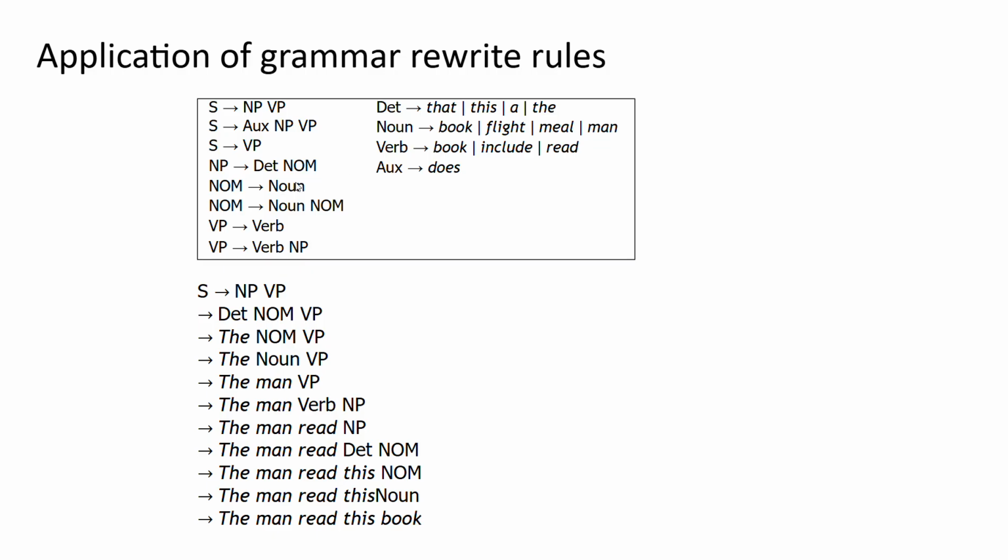NP, I got two choices for NP. Only one choice is DET NOM. DET is replaced with "this", NOM is replaced with the noun, and the noun is replaced with "book". This is how you do top-down parsing. So what will be the conclusion of this particular question? It is grammatically correct. But the answer should not end over here.